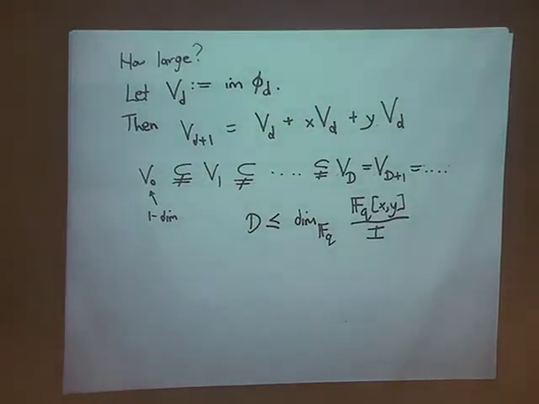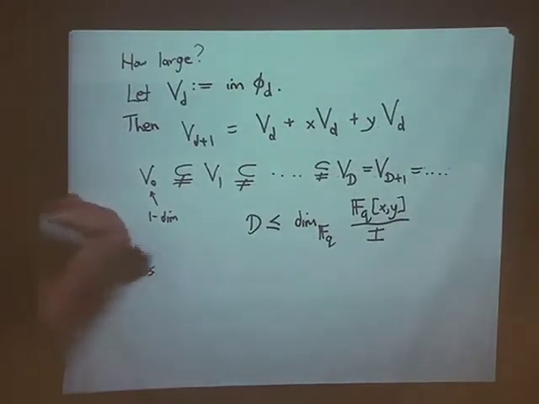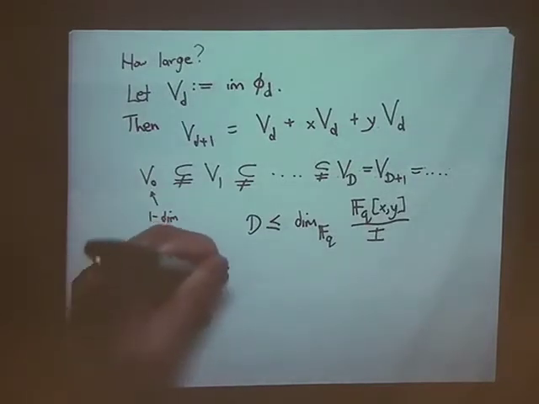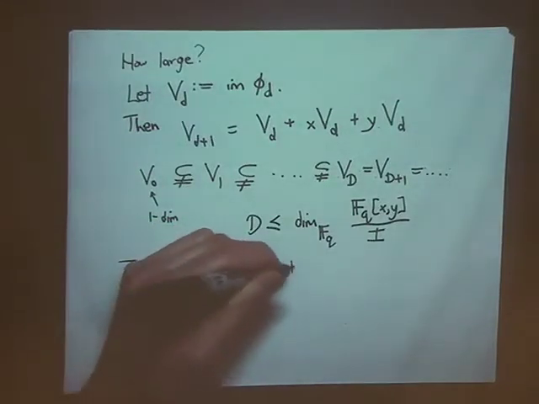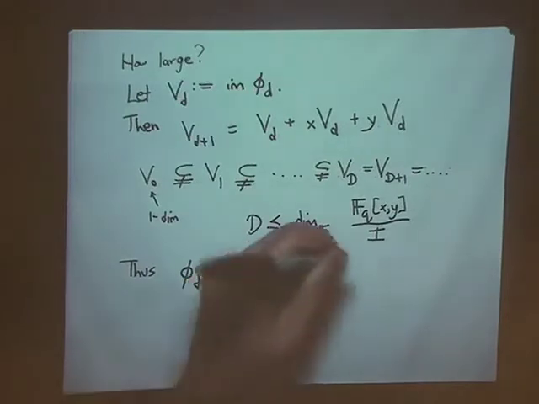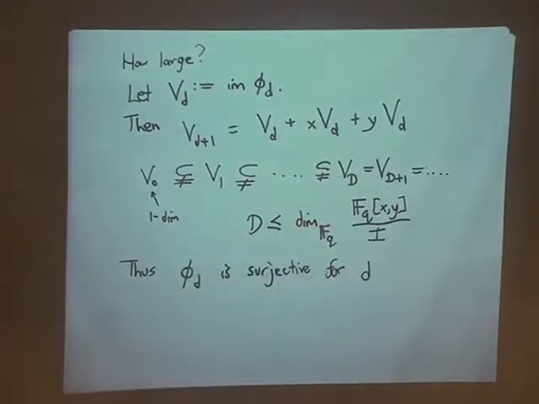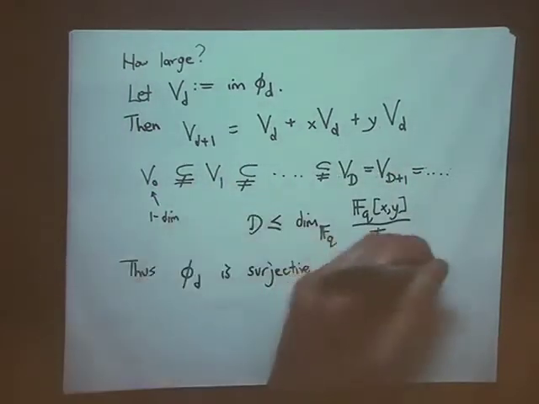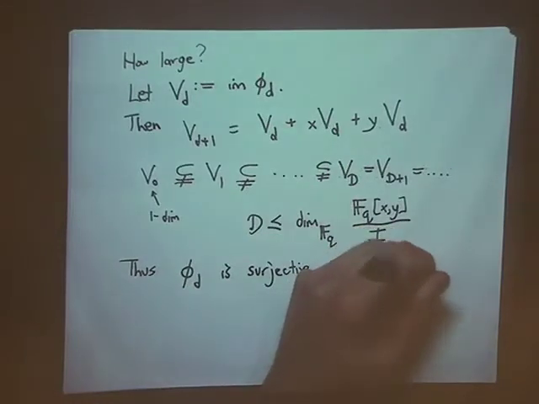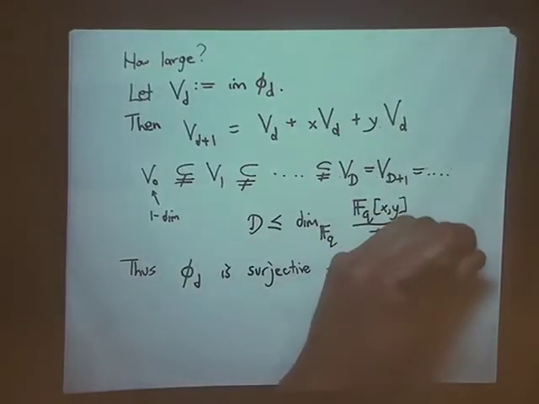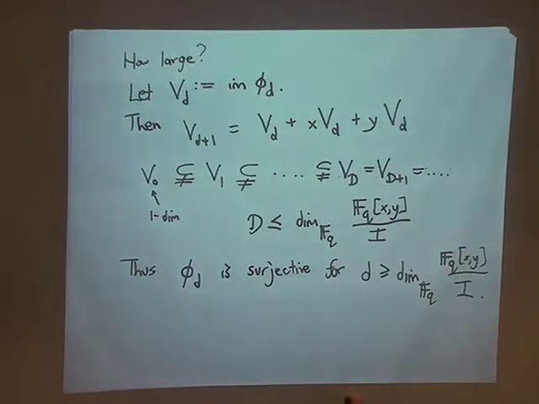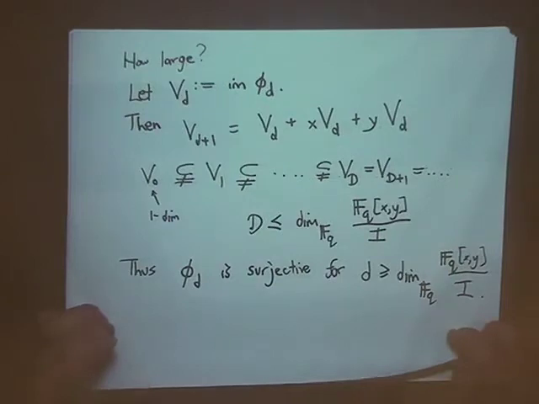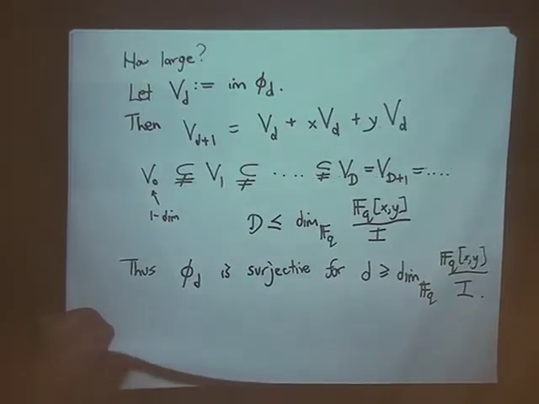Okay, so the conclusion of this was that phi sub D is surjective once D is greater than or equal to this cutoff. So in particular, you're guaranteed that it's going to be surjective if you take D bigger than the dimension of the space that you're trying to fill up. Okay, so that's the quantitative version of that lemma.